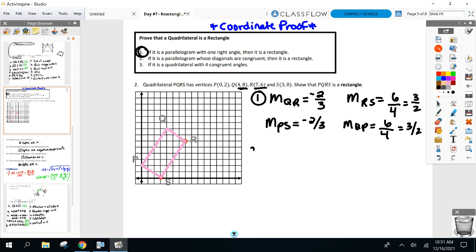Step 2 now of the coordinate proof. Tell me what you learned from step 1. What did we just learn by doing these slopes? We didn't learn that it was a parallelogram yet. What did we learn about QR and PS? Same slope, so that means they are parallel? Okay, so in step 2, you're going to say, hey, QR is parallel to PS, and what else?